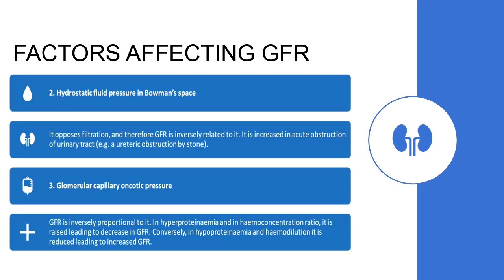The third factor that we consider is the glomerular capillary oncotic pressure, which is again favoring reabsorption. Clinically, in hyperproteinemia and in a condition where there is hemoconcentration, it is raised, which is decreasing GFR. And conversely, in hypoproteinemia and hemodilution, it is reduced, leading to an increase in GFR.